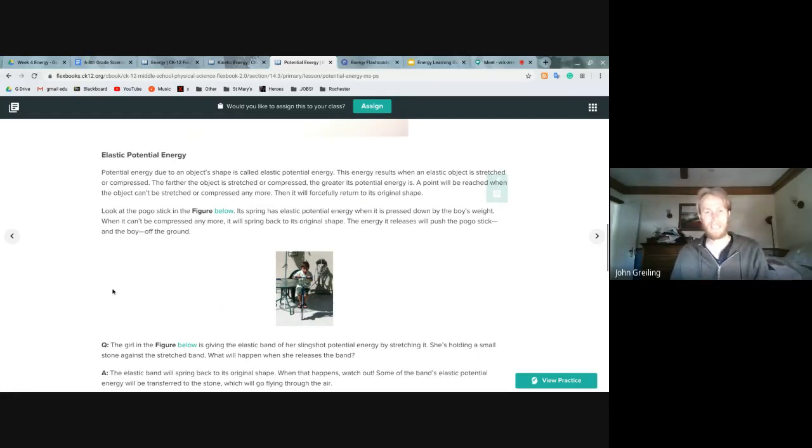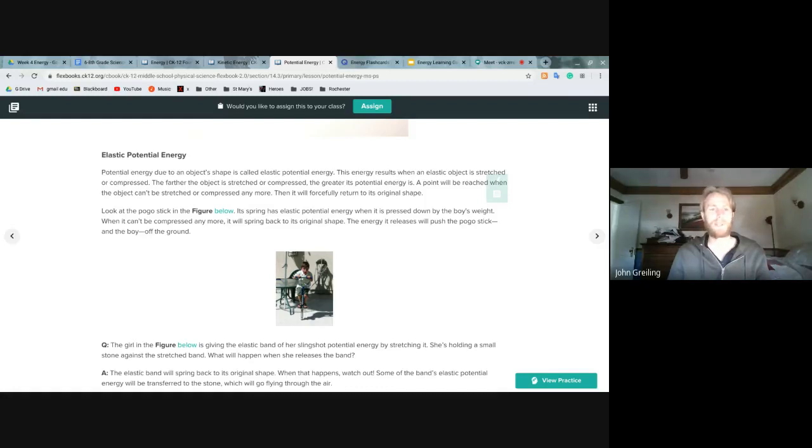Elastic. When I think of elastic, what do you think of? A rubber band? Something else? The elastic waistband of your stretchy pants? Potential energy due to an object's shape is called elastic potential energy. This energy results when an elastic object is stretched or compressed, like a spring. The farther the object is stretched or compressed, the greater its potential energy is.